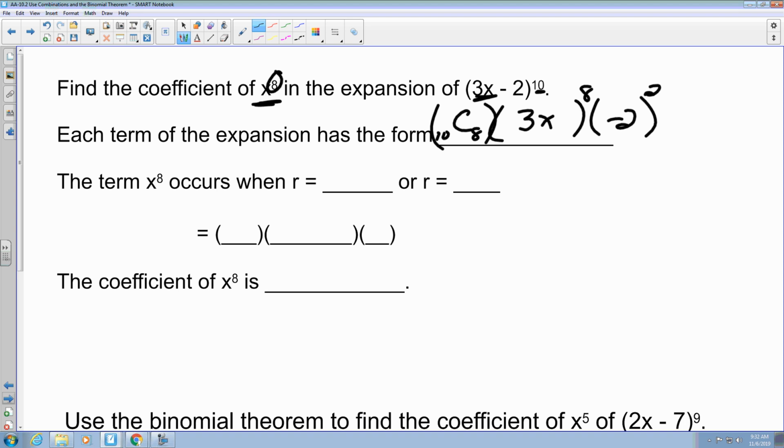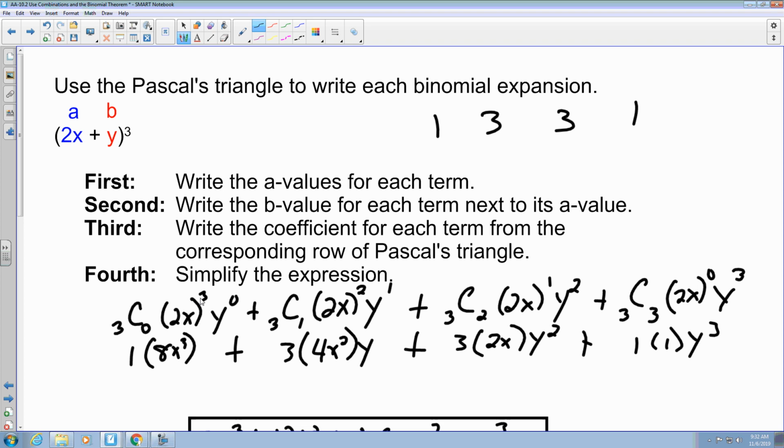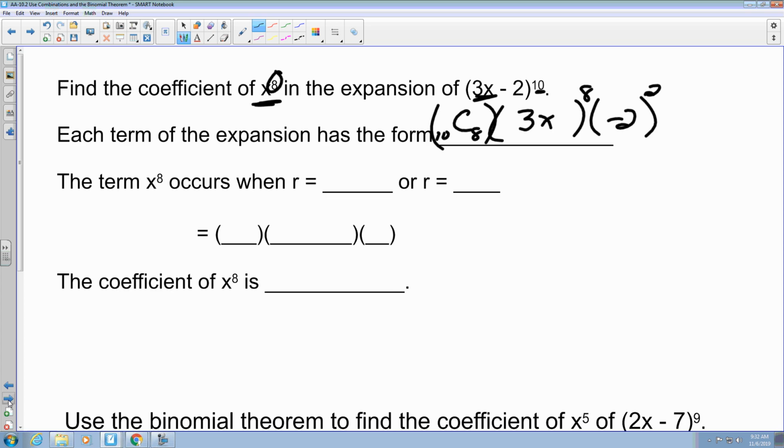Okay? So if you ever notice, like if you look in previous examples, if you add these up, so like 3 and 0 get you 3, 2 and 1 get you 3, 1 and 2 get you 3, 0 and 3, so they always add up. So that's why that's utilized there. Okay, so looking at the combination of 10 and 8, the result of that is 45.